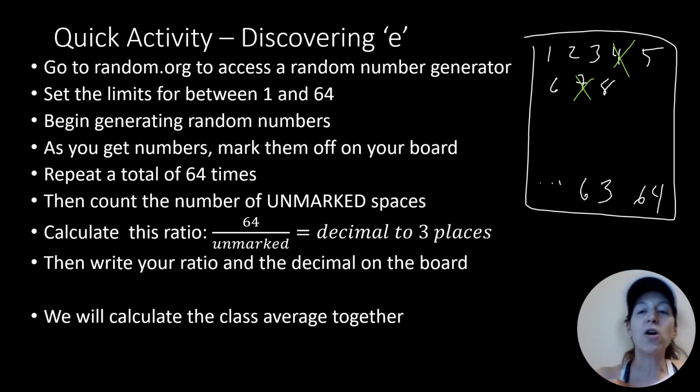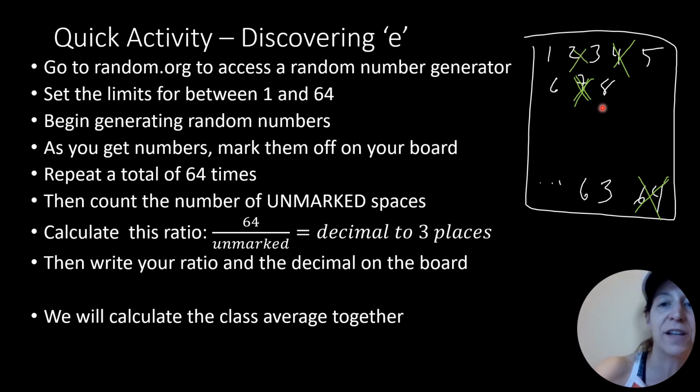Now, if you mark off a 7 and then you get another 7, it's already marked off. You can put another X over it if you want, but you don't have to. And then you're going to go 64 times. Then you're going to count up the number of unmarked spaces that you have. You're going to count up everything that doesn't have a mark on it, and you're going to take the ratio of total squares, which is 64, to the number of unmarked, and you're going to get that decimal to 3 places.